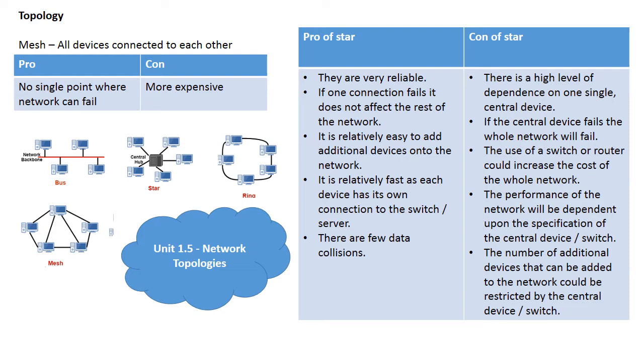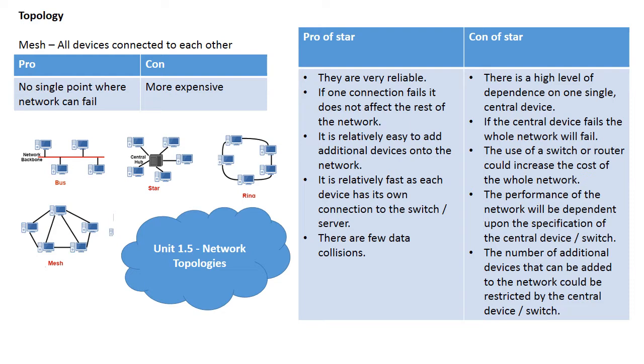What you've got to think about with a mesh network is that the computers connect to more than just one machine. So if you look at the diagram, usually they connect to each other. So think of like a star, but then connect the machines to each other as well, and that kind of gives you the idea for a mesh. The pros of a mesh network are no single point where they can fail. The con is they're more expensive.